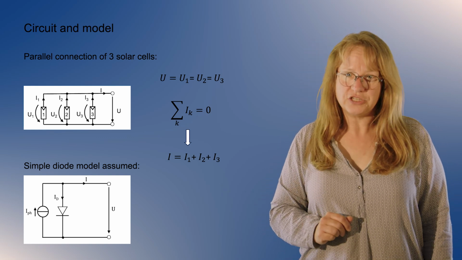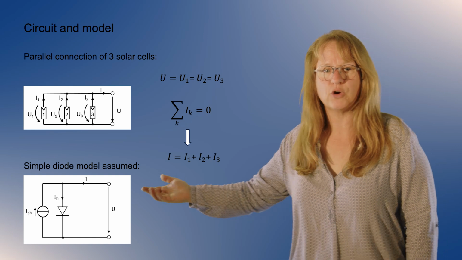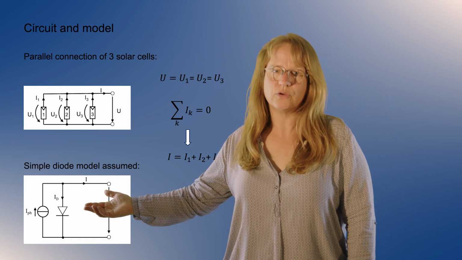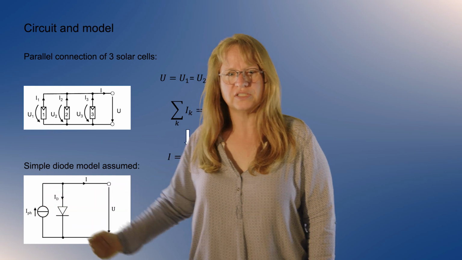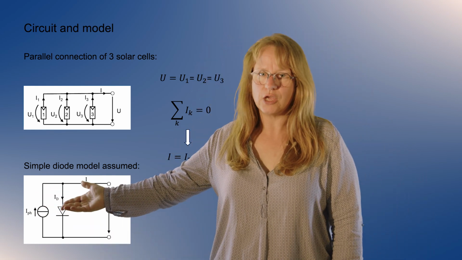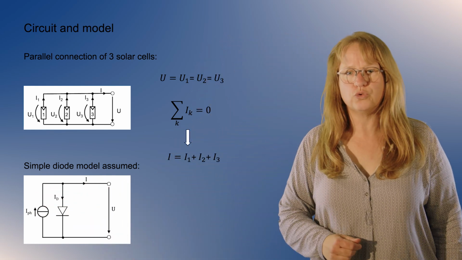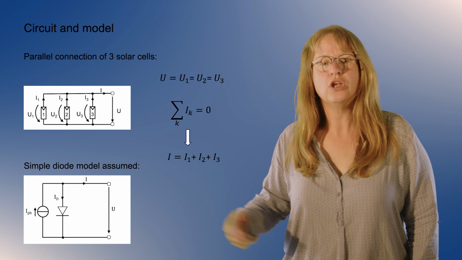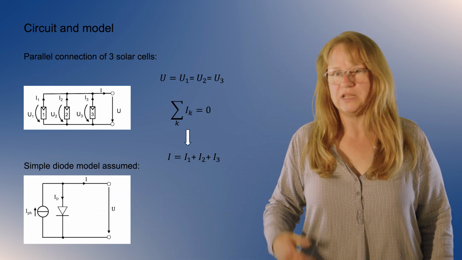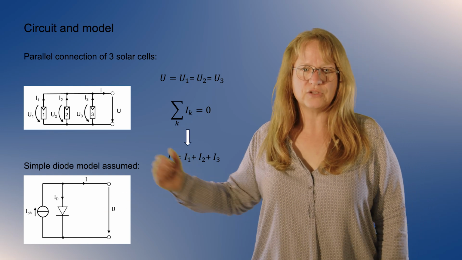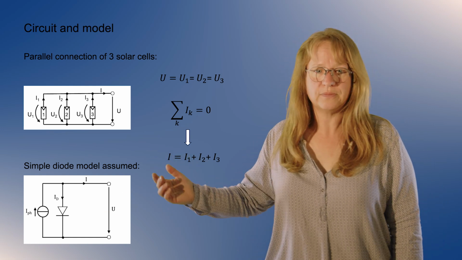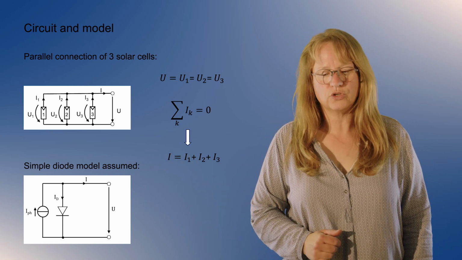In all of the calculations I'm going to show you in this video, I'm going to assume the simple diode model as shown here. So we just have the photo current source here, and we have a diode in parallel. Of course, you could also do the same kind of consideration with other diode models or even with experimental IV characteristics. So for these videos, I'm going to consider this simple diode model.